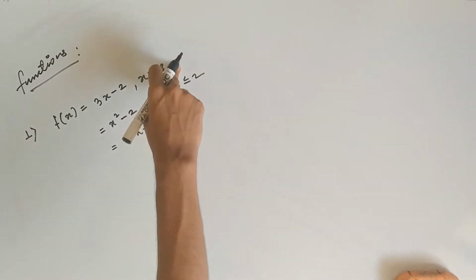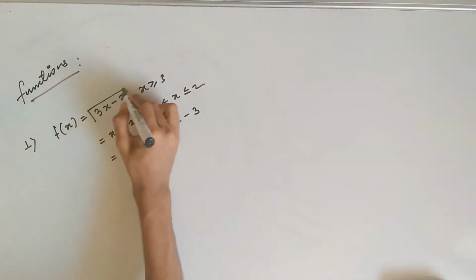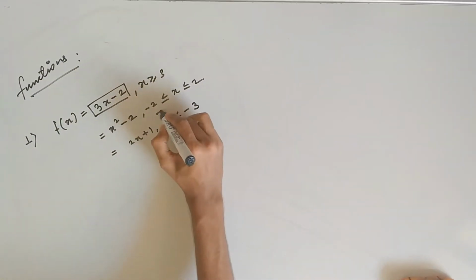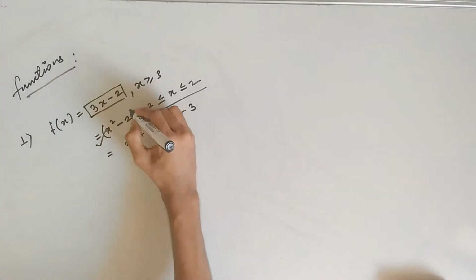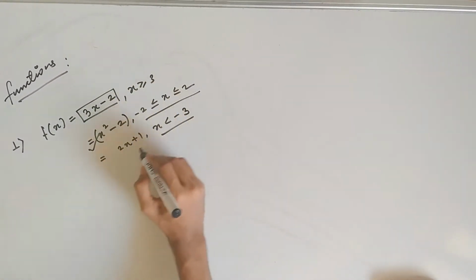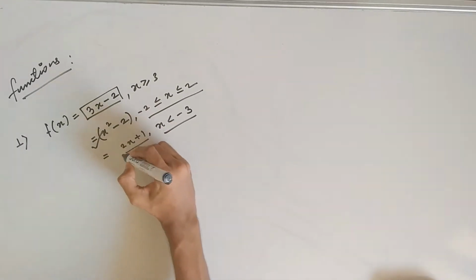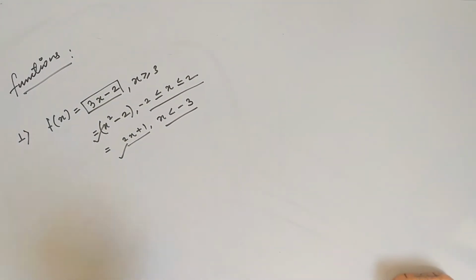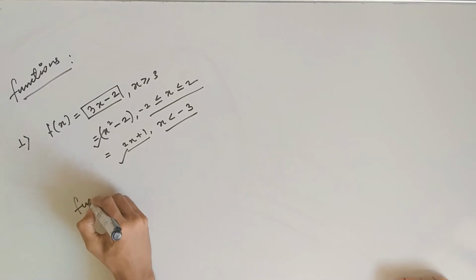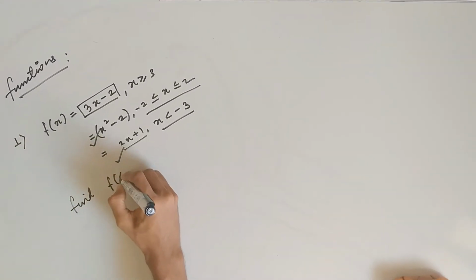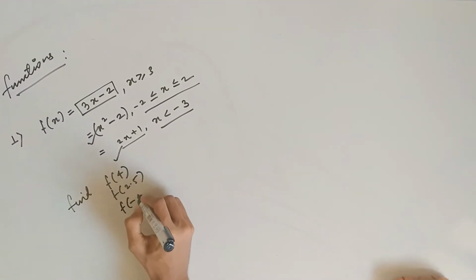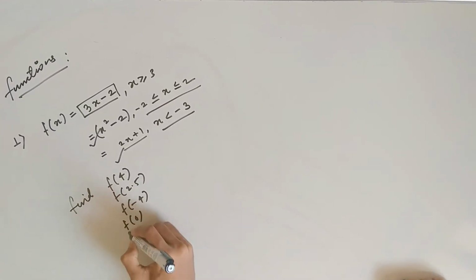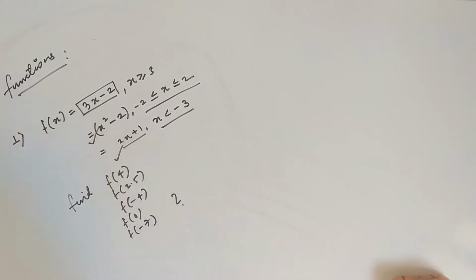When x is greater than or equal to 3, the function defined is 3x minus 2. For x ranging between minus 2 to 2, the function defined is x square minus 2. And for x strictly less than minus 3, the function defined is 2x plus 1. Now the question asked is find the value of f of 4, f of 2.5, f of minus 4, f of 0, and f of minus 7. This is the question given to you.